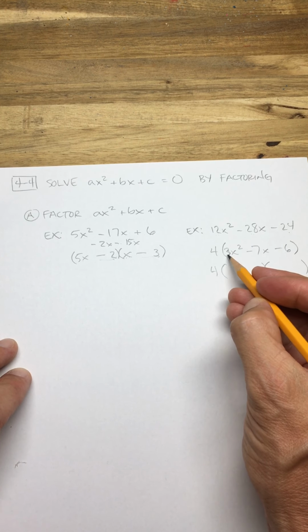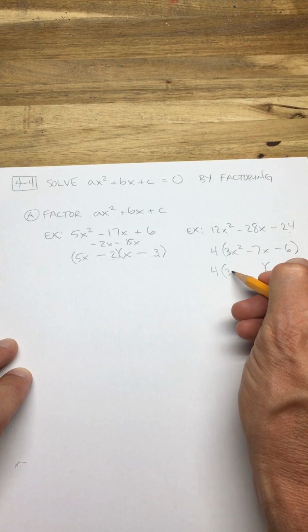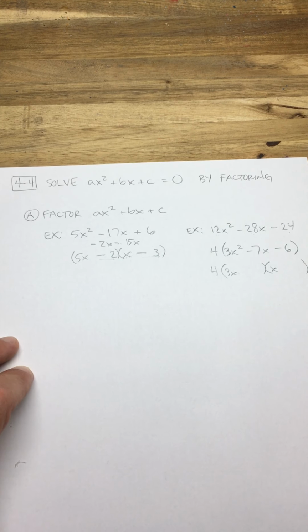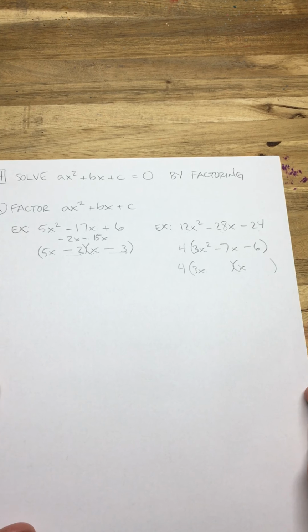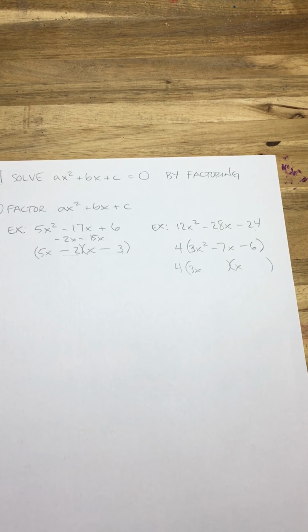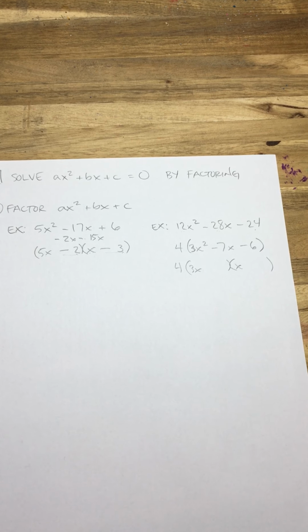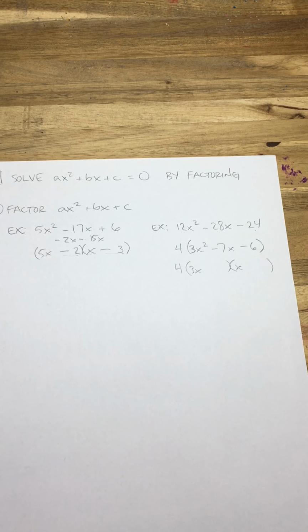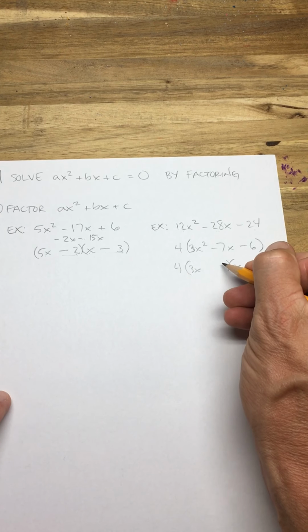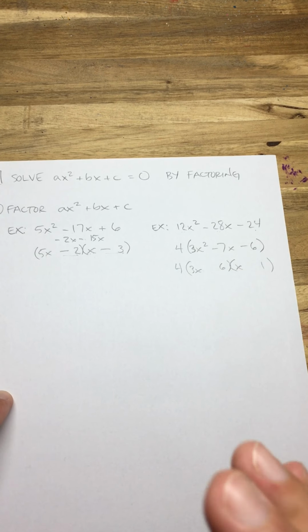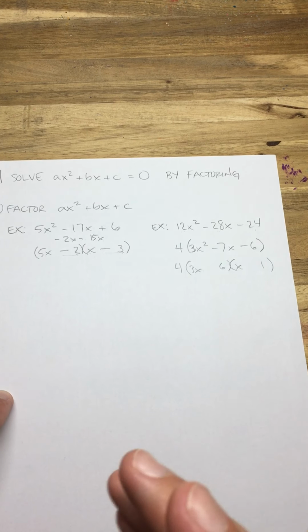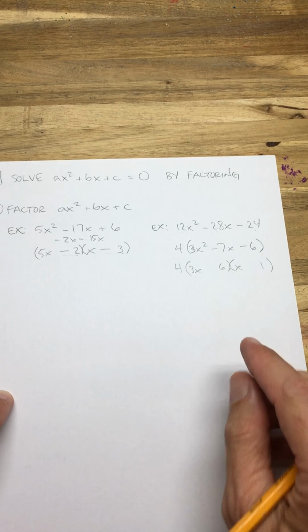So what times what gives me my 3x squared? Well, 3x times x, okay? What times what gives me 6? Well, there's a bunch of things. Don't be afraid, okay? Watch this. I'm going to try to make a mistake. The very first thing that I think of when I see a 6, I'm just going to put down a 6 and a 1, okay? Watch. I'm probably wrong, okay? And I'm just showing you this so you know it's okay to be wrong.